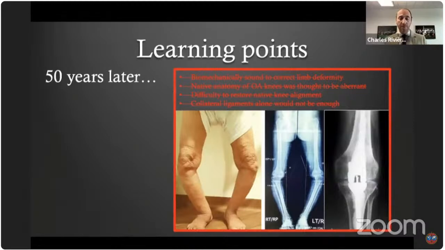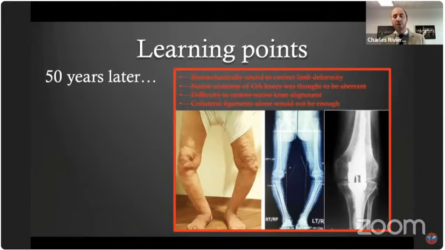And interestingly, 50 years after the launch of MATK, if you look at the pillar, the rationale for developing an MA technique, today, 50 years later, none of them are valid, okay? Keeping the collateral ligament is fine to get a stable knee. We can restore a native knee anatomy, clearly. We do that every time with kinematic alignment and functional alignment.